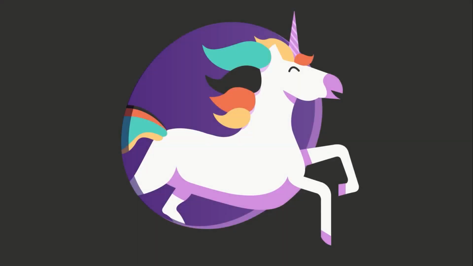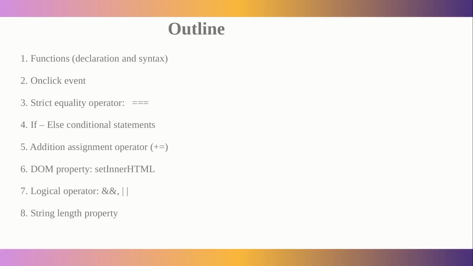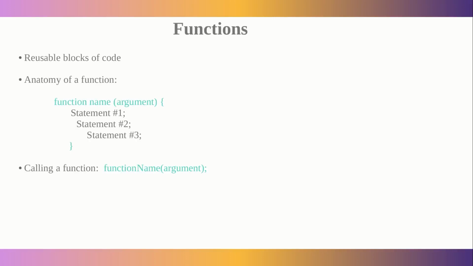Before we code our first function in the series, let's briefly go over a few more concepts that we will use. The first one being functions. Functions are central to writing code. They are reusable blocks of code that automate tasks. Have a look at the anatomy of a function. A function is declared with the function keyword followed by the name of the function. Then we have open and close brackets, which may or may not have one or more arguments within them.